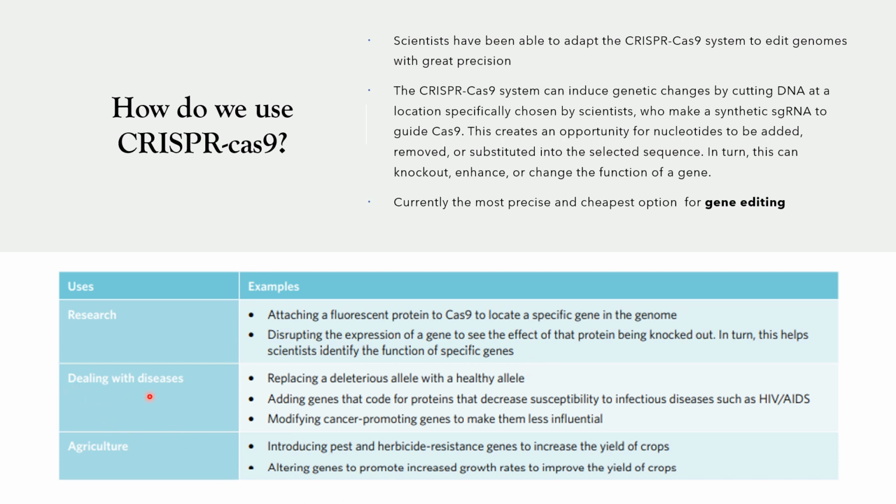We can also use it for dealing with disease, so replacing a deleterious allele with a healthy allele, adding genes that code for proteins that decrease susceptibility to infectious disease such as HIV or AIDS, modifying cancer-promoting genes to make them less influential. We can also use it in agriculture, which we're going to go into a little bit more detail with. So introducing pest and herbicide-resistant genes to increase the yield of crops, and altering genes to promote increased growth to improve the yield of crops. So this seems like a lot of different uses. I want you to know that we can use CRISPR-Cas9 to edit genes for research, for dealing with diseases, and agriculture.